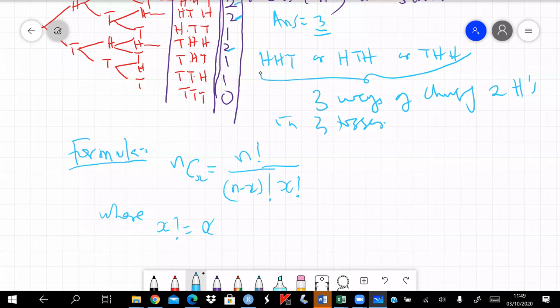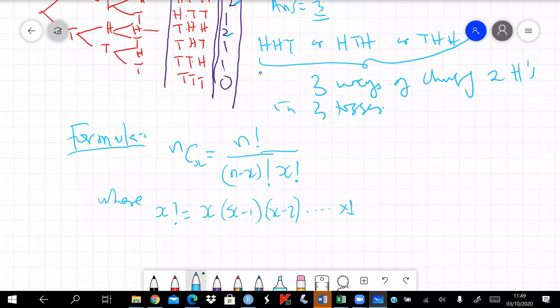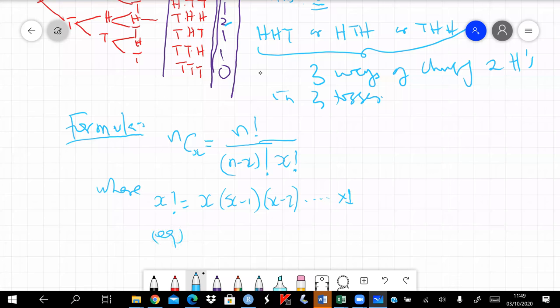If you take X, multiply by X minus 1, multiply by X minus 2, all the way until you reach times 1, that's what we call factorial. For instance, 3 factorial is the same as 3 times 3 minus 1, which is 2, times 2 minus 1, which is 1. You stop when you reach there. So the answer is 6.